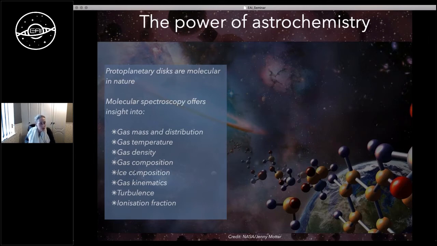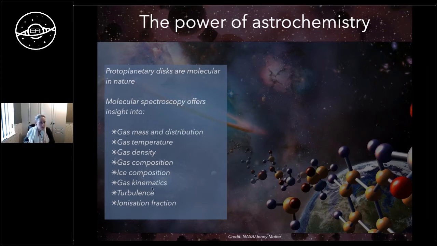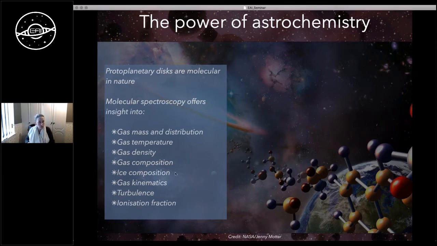With very high spectral resolution, we can get a lot of information on kinematics. I'll show you a little example of that. But also other properties of the disk, such as turbulence. One of the big questions is what's actually driving the accretion of material through these objects onto the star. And that's thought to be linked to the turbulence present in the disk.